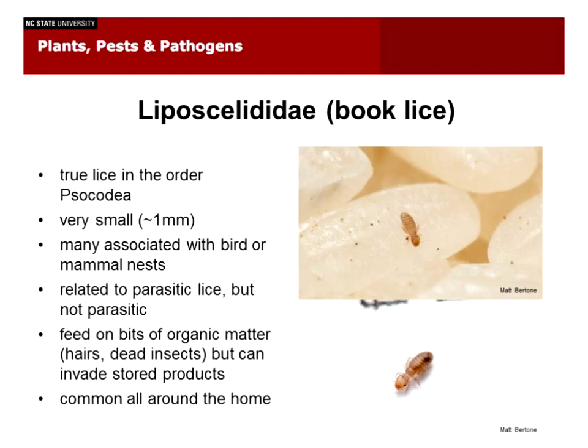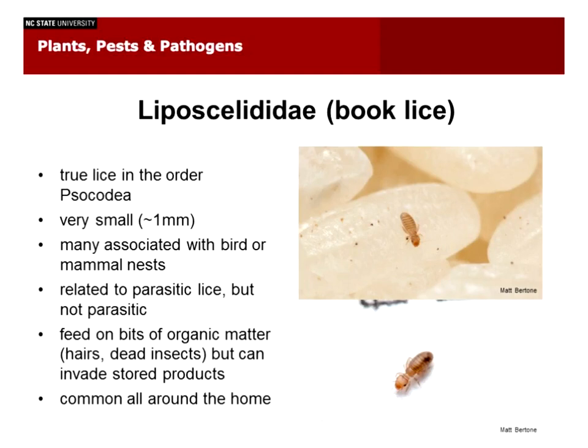Some of them can sometimes be associated with stored products, but often they're just around the house feeding on other things. Many are associated with bird or mammal nests, and I guess our homes are kind of like a mammal nest because we're mammals. So they're pretty well at home there. And they're related to parasitic lice, but they are not parasitic. They don't suck blood, or feed on skin or anything like that. They will feed on hair, but only the hair we shed on the floor or so. So they'll be cleaning up that stuff.